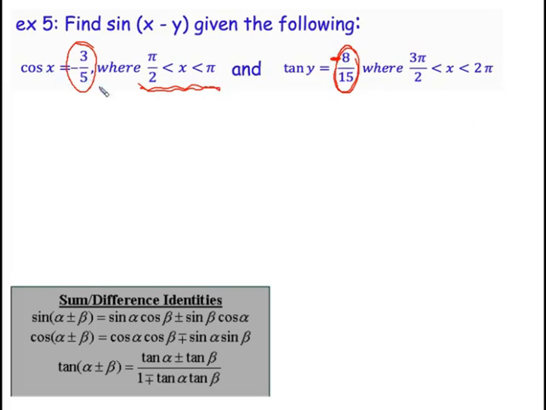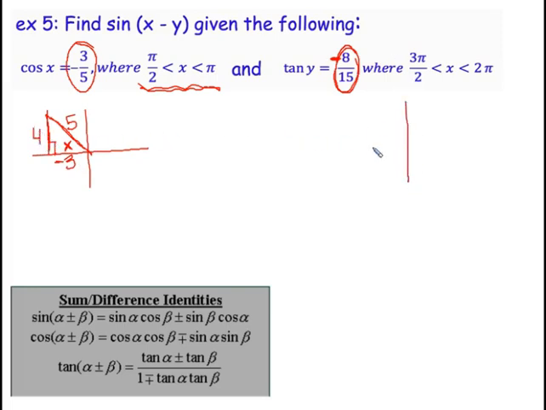Okay, so let's take a look at this. Cosine, if we draw our reference triangle between pi over 2 and pi, so that's going to be somewhere in here. So here's our angle of x. And cosine is adjacent over hypotenuse. So we have negative 3, which is the adjacent, over the hypotenuse, which would be 5. Using the Pythagorean theorem, we can figure out that this side is actually 4.